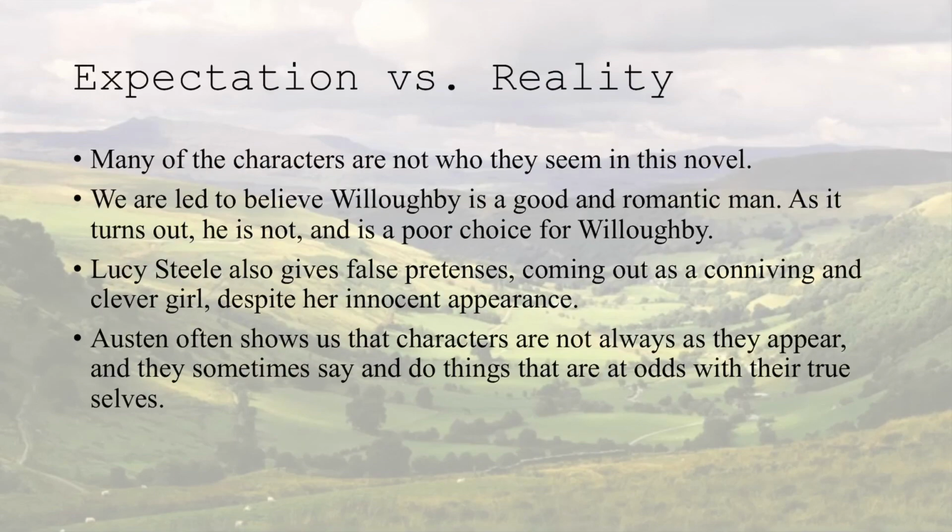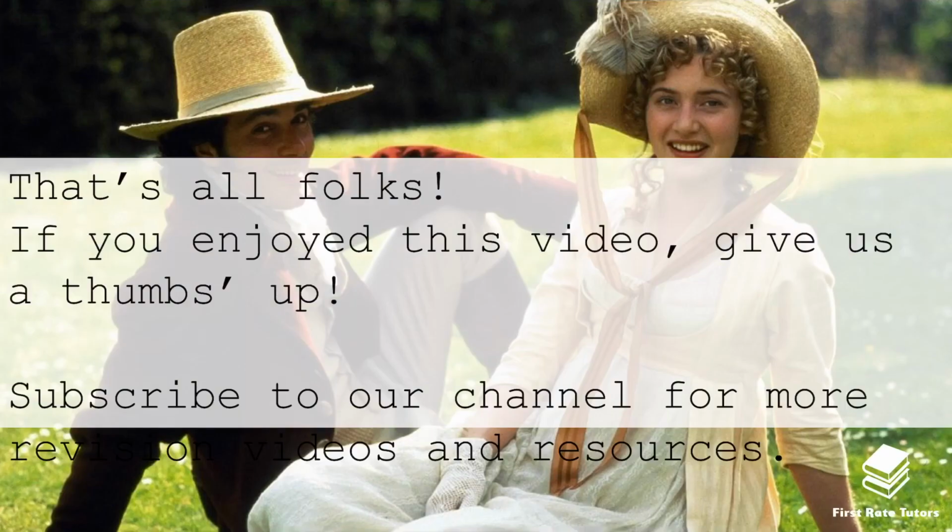Another theme is that of expectation versus reality. So many of the characters are not who they seem in this novel. We're led to believe that Willoughby is a good and romantic man, but as it turns out, he is not, and a poor choice. Lucy also gives false pretenses, coming out as a very conniving and clever girl, despite her innocent appearance. And Austen often shows us that characters are not always as they appear, and they sometimes say and do things that are at odds with their true natures.